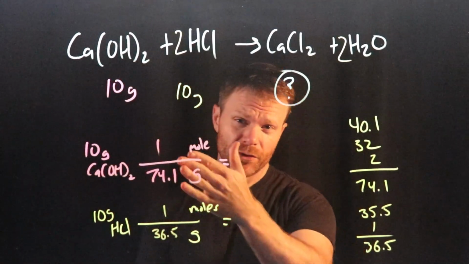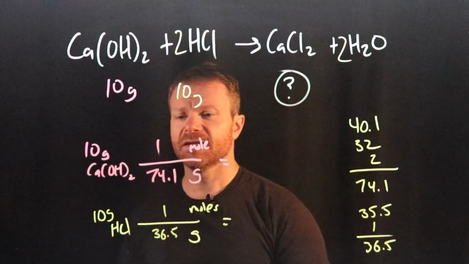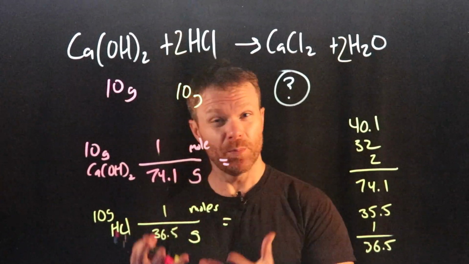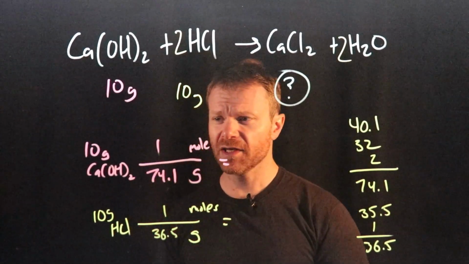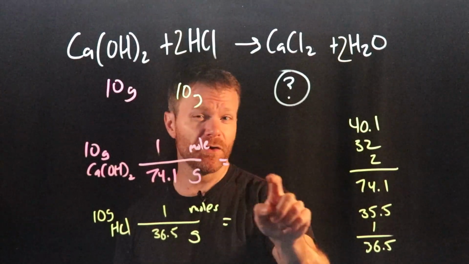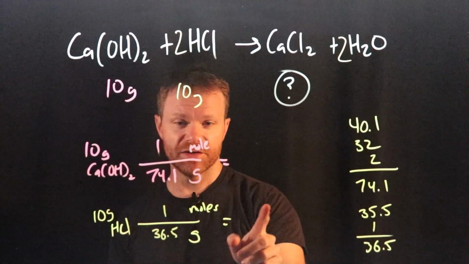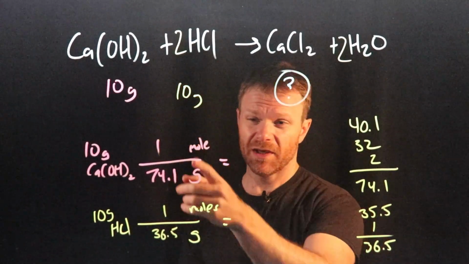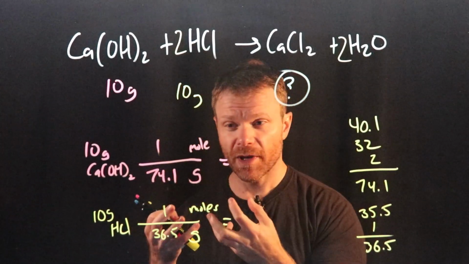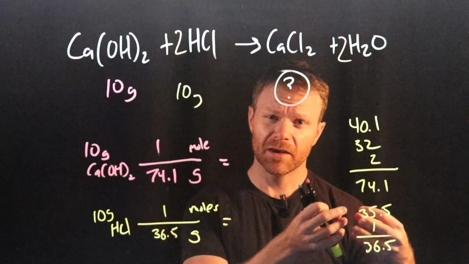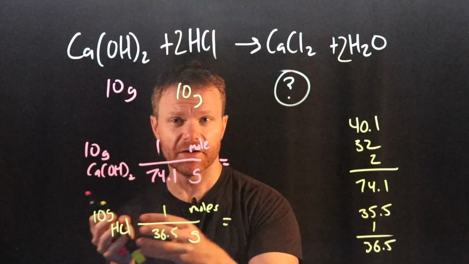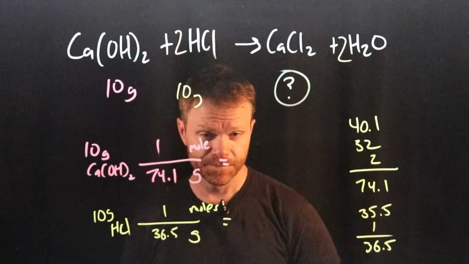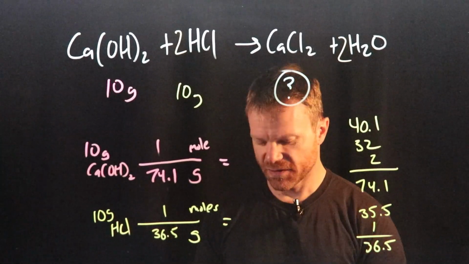Okay, so right away you should be able to look at these and see that calcium hydroxide has a bigger molar mass, almost twice as big, and so it's going to have fewer moles than HCl. Even though it's the same mass, 10 grams and 10 grams, because it has a bigger molar mass, 10 grams is going to make a smaller number of moles than 10 grams will for hydrochloric acid. Let's get those actual numbers by using our calculator.